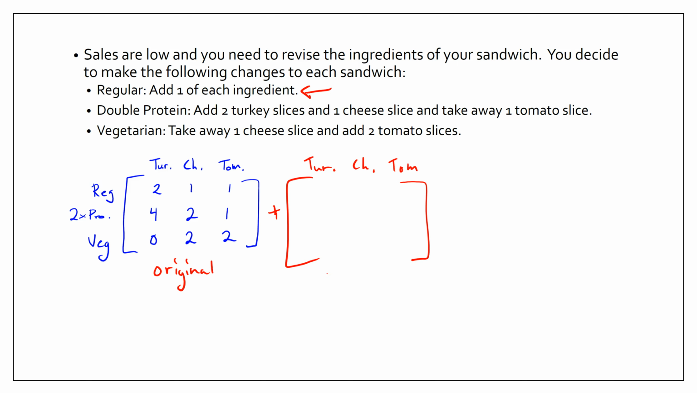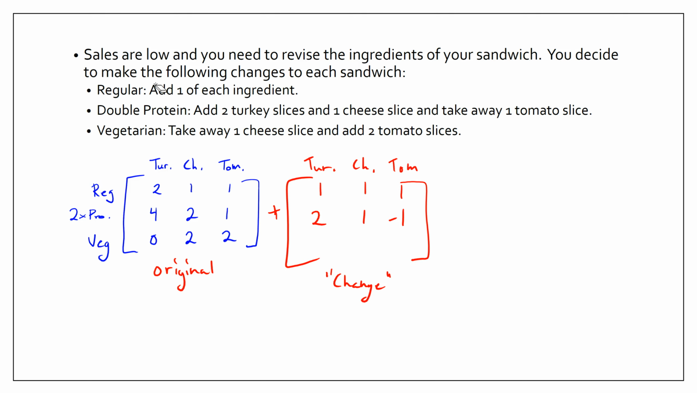Let's call this the change matrix, because this matrix is going to reflect all of the changes that are happening. So if for the regular I'm adding 1 of each ingredient, think about what that would look like in the change matrix. My change is +1 turkey, +1 cheese, +1 tomato. For the double protein, they're saying add 2 turkey slices, so +2 turkeys, +1 cheese, and they're taking away 1 tomato slice, so that would be like -1 tomatoes.